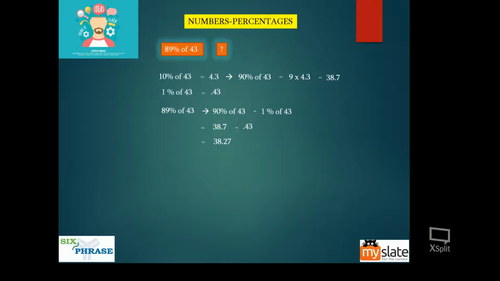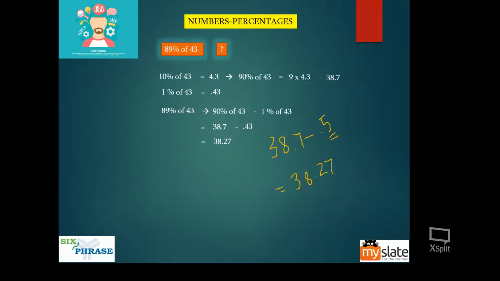38.7 minus 0.5. What you do is 38.7 minus 0.5. Do this first. So this will give you 38.2. Now you subtracted 0.07 extra. So add that. Yes, this 0.07 you have subtracted extra. So add that back. You'll get 38.27. So this is how you subtract, guys.